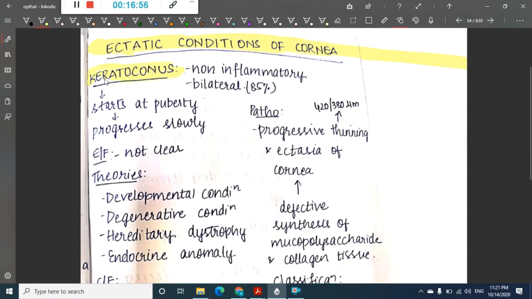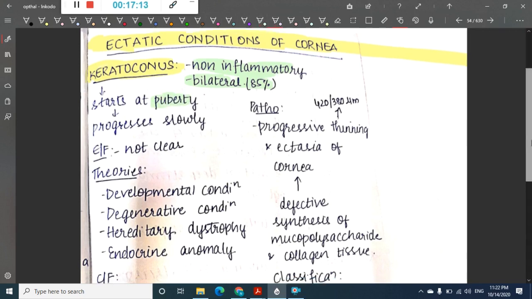In this, first important is keratoconus. This keratoconus is mainly a non-inflammatory lesion which is seen bilaterally in 80% of the patients. It actually starts in puberty and then it progresses slowly.